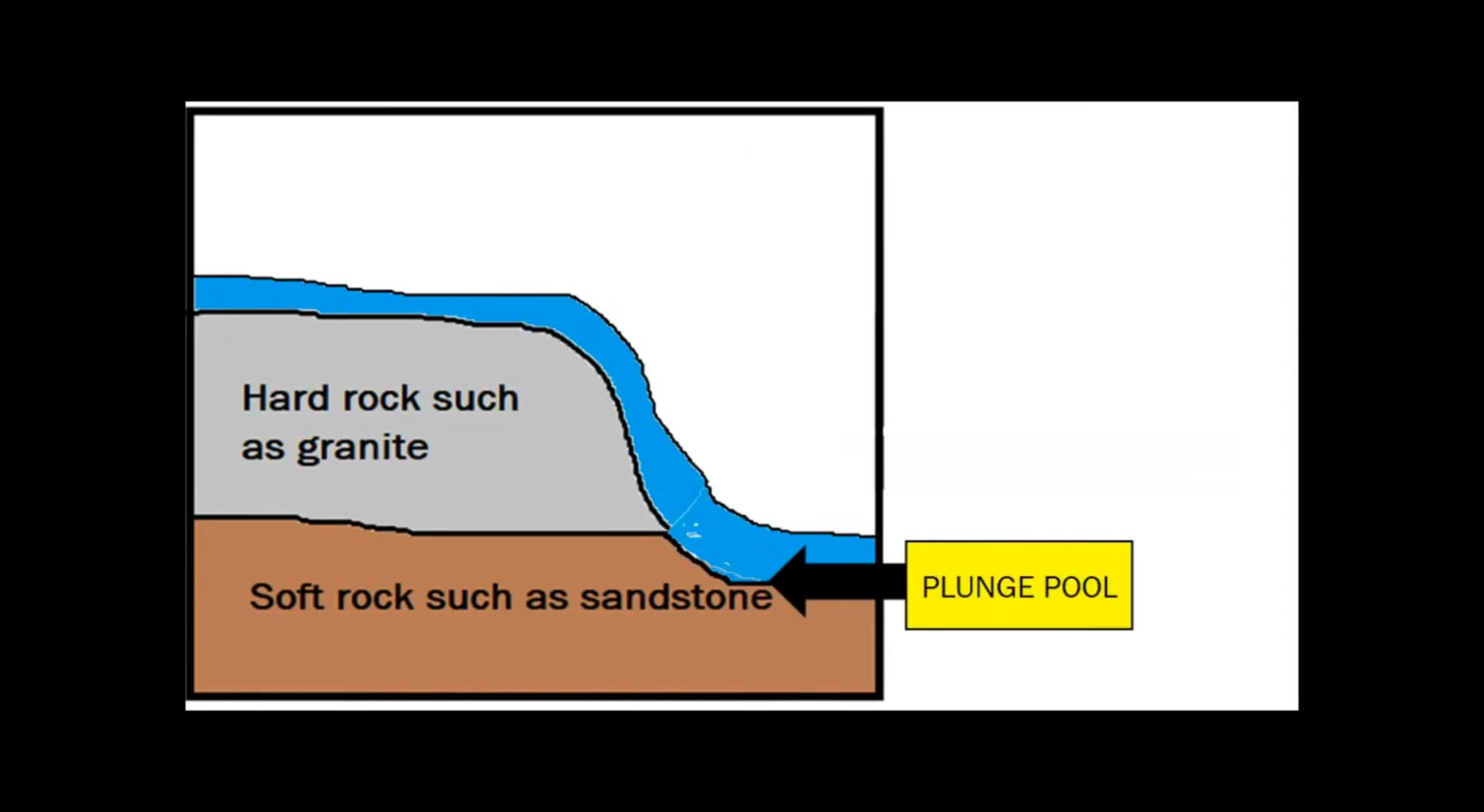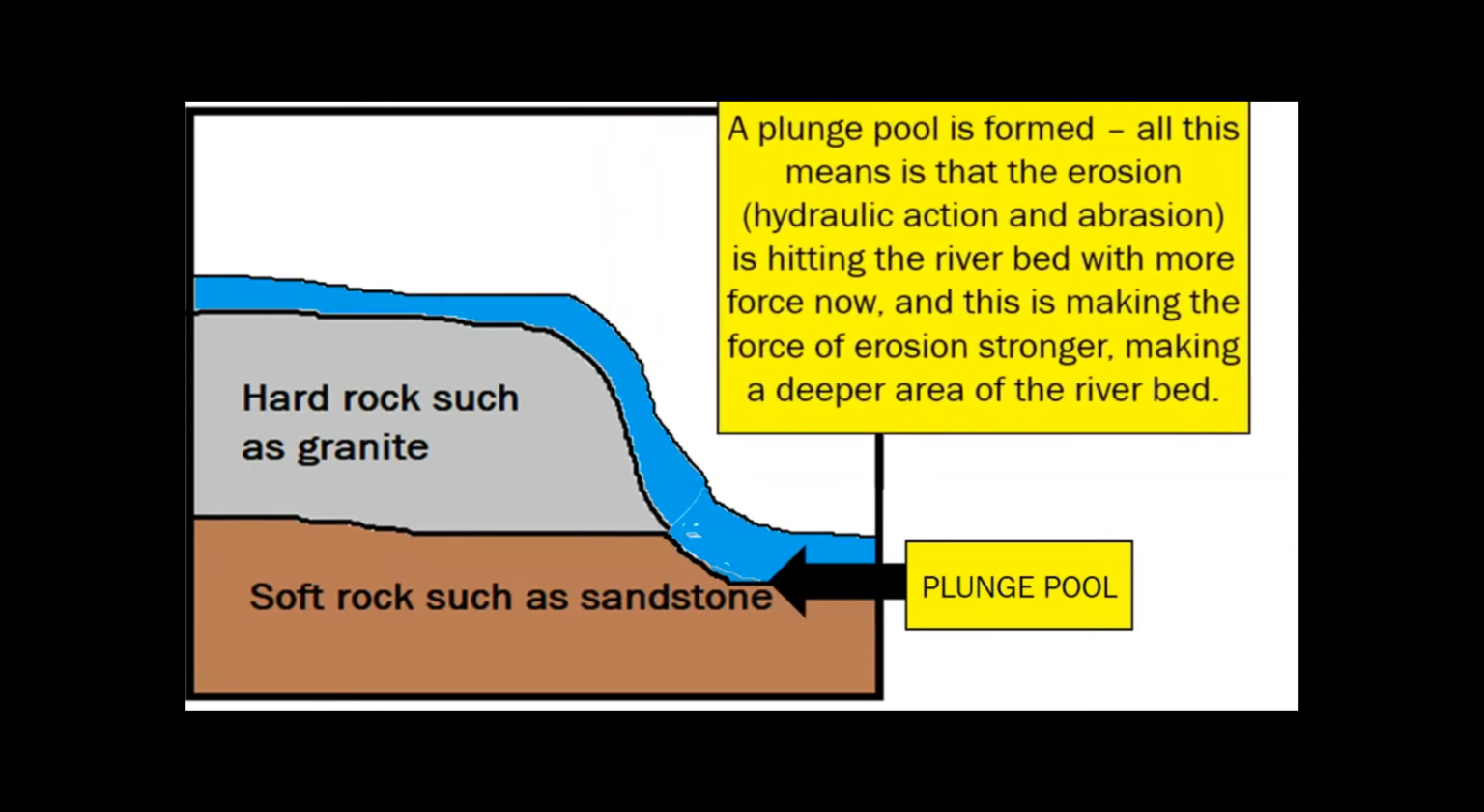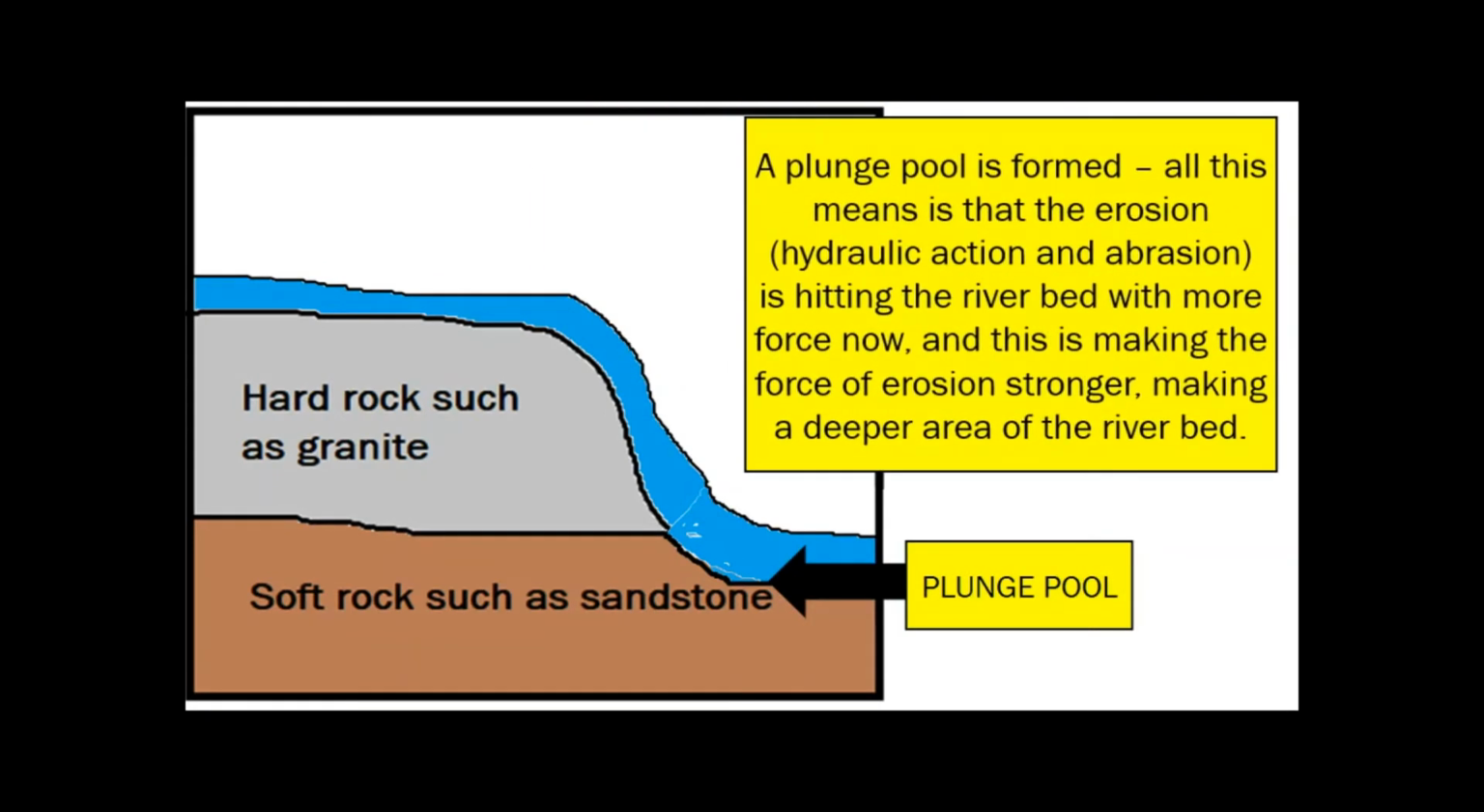The second thing that starts to happen is as that river runs over the hard rock, which is more resistant to erosion, and then it hits the soft rock, it will start to erode that soft rock because it is more vulnerable to erosion because it has more weaknesses in it. The erosion types that you are looking at here are hydraulic action and abrasion. These two types of erosion hit the riverbed with more force, and this deepens an area of the riverbed, as you can see here in the video, which is labelled as a plunge pool. That's just a deeper part of the riverbed, okay?